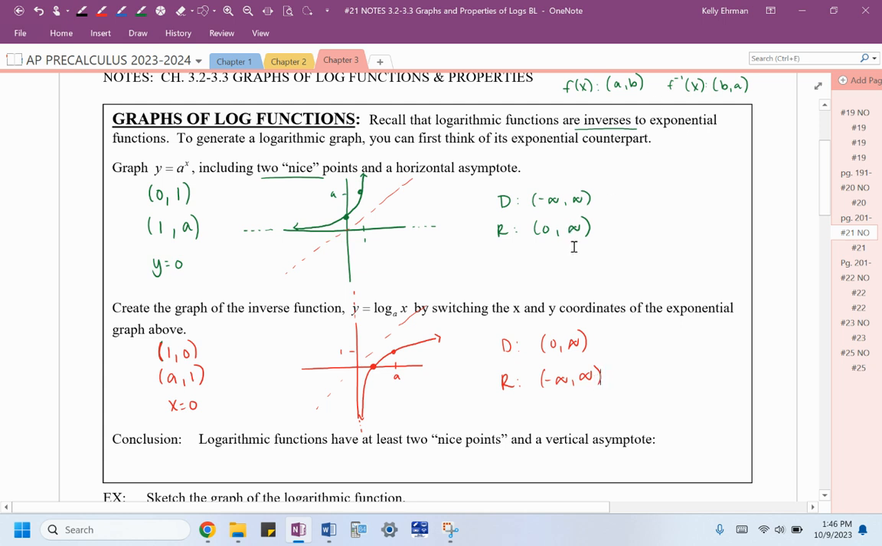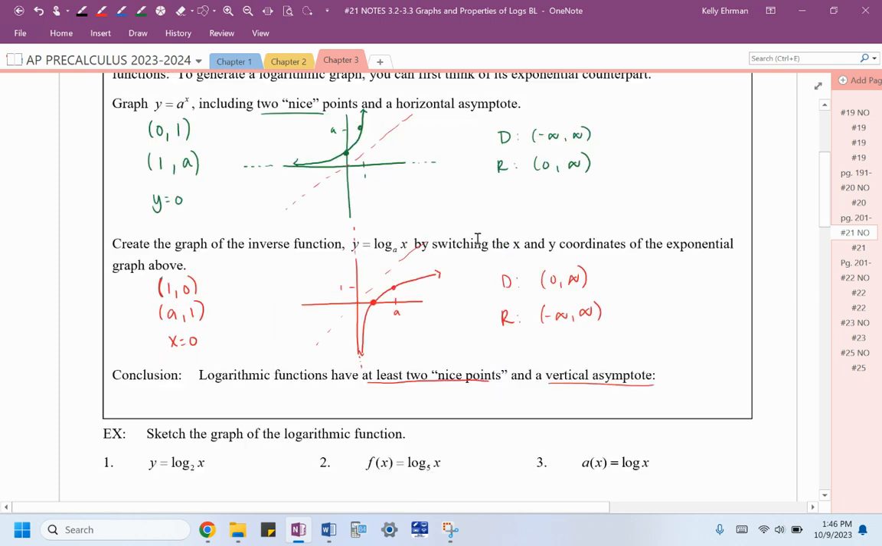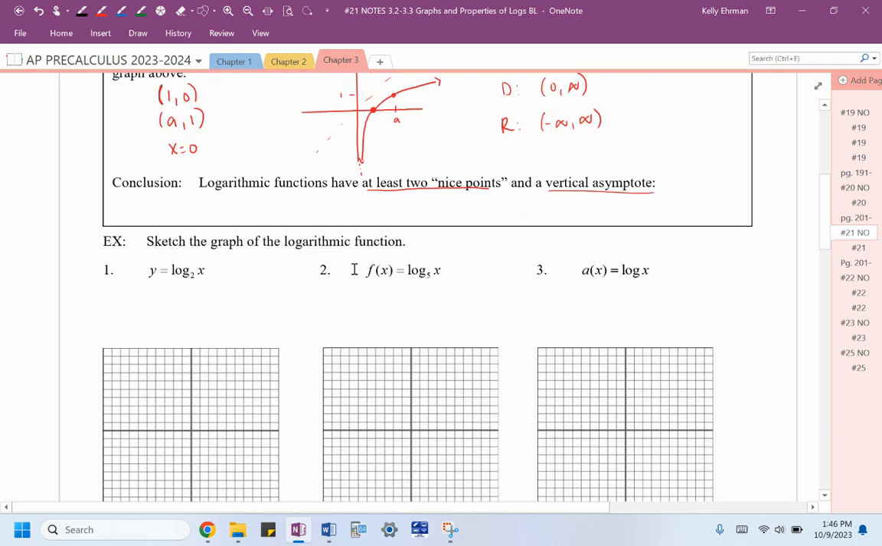So when you're graphing log functions, you've got to have at least two nice points, these two, and you've got to sketch in the vertical asymptote. And obviously, if we run through some transformations, that can affect the value of these along with whatever the base number is.